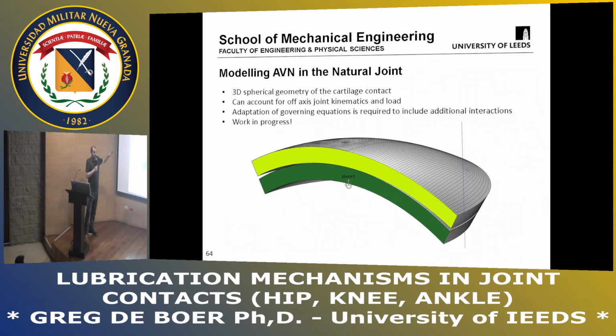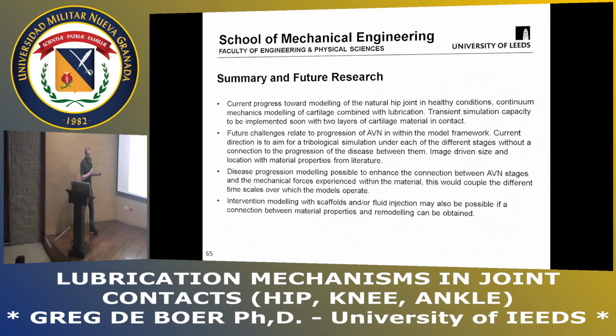We've also looked at some 3D problems. This is work in progress. This is just a nice mesh of what it might look like in the future. We've made some good progress towards modeling the natural hip joint in healthy conditions, and then we want to add in our AVN and look to see how we can couple this type of tribological simulation with one that's more biologically relevant. We want to use disease progression modeling to link those stages with the joint health, and then we can look at intervention modeling such as scaffolds or fluid injections and see how they would affect this degenerative condition.